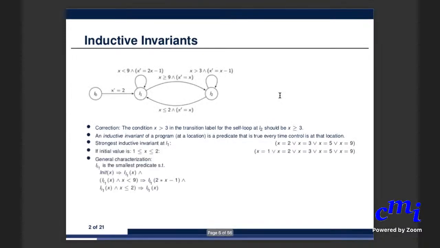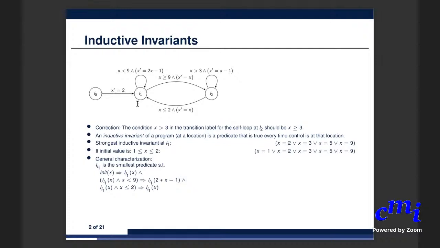So, any questions here? Inductive invariants are, as I said, predicates that characterize, at each location, the precise set of values that variables in the program can take at that location in any execution of the program starting from the entry location. Okay, and that is what is defined as the strongest inductive invariant.